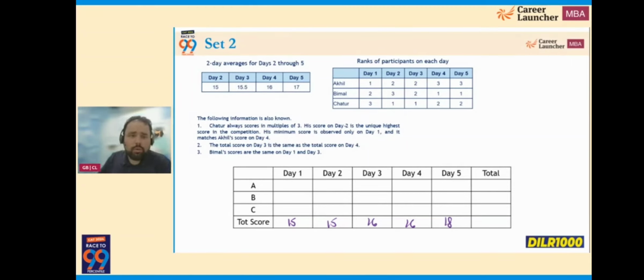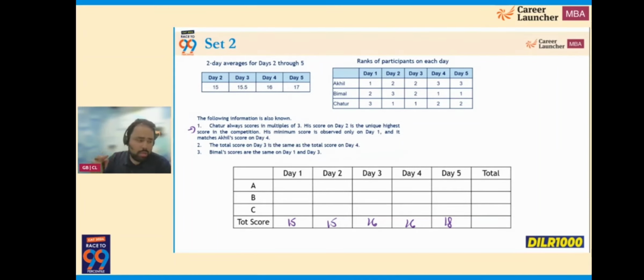मेरे को क्या बोला गया? Let's look at the first data. What have they gone ahead and told me? Chatur always scores in multiples of 3. His score on day 2 is the unique highest score in the competition. His minimum score is observed only on day 1 and it matches others.